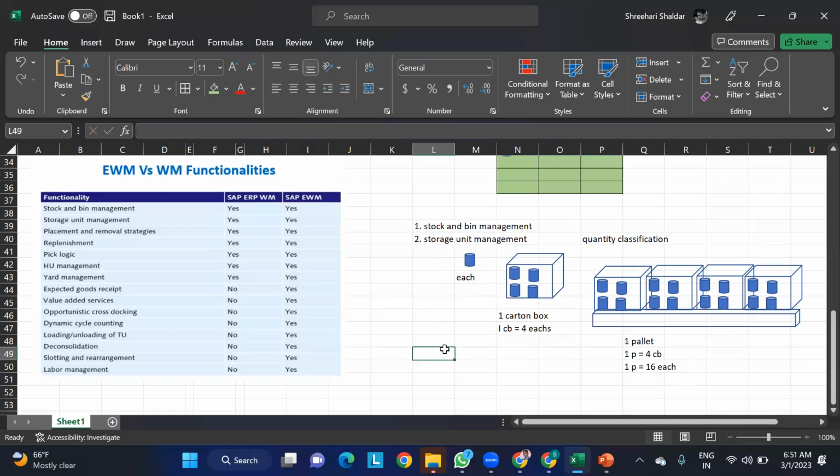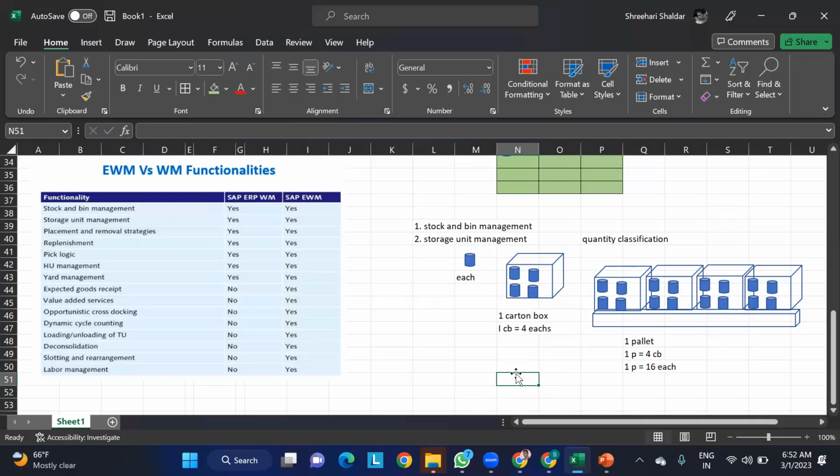How we are storing the materials. Let us consider how we are managing the storage unit here. You are bringing oil. You are storing the oil in your warehouse. Let us consider it is engine oil. You cannot store the individual bottles in your warehouse. It is going to consume a lot of space.